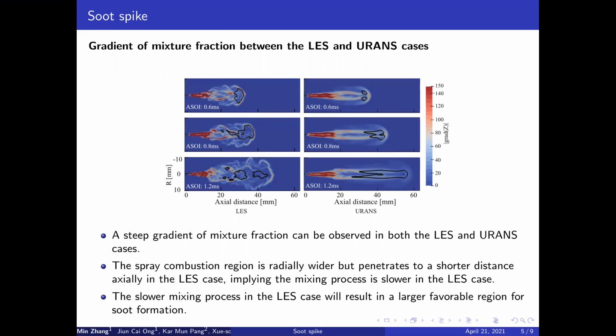In a recent paper they speculated that the steep gradient of mixture fraction in the height is the main reason to the formation of a soot speck. So we did a check on that. And we can see a steep gradient of mixture fraction can be observed in both the URANS and the LES cases.